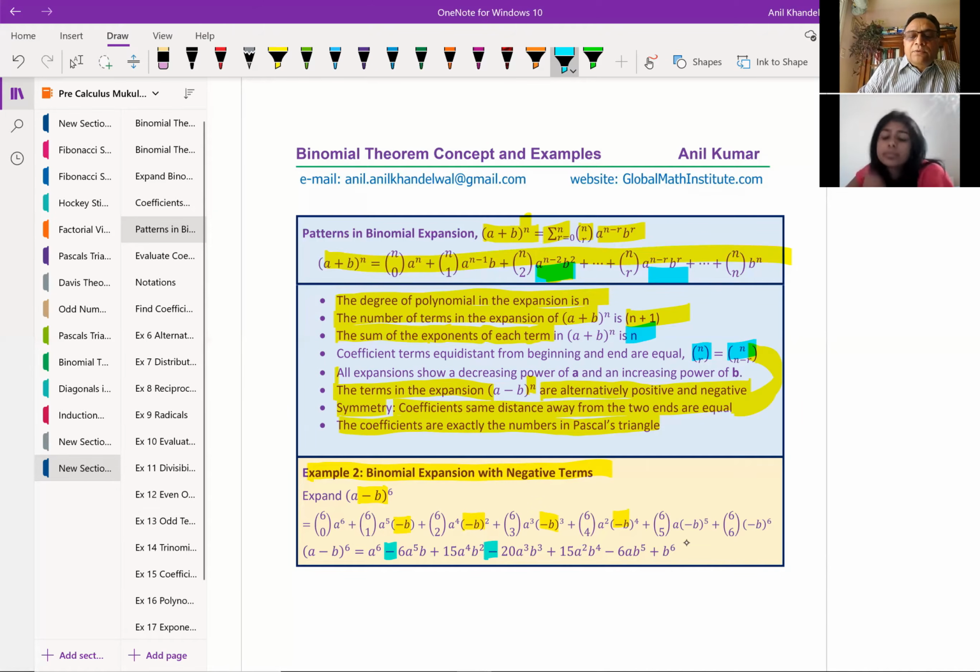And clearly you can see that we have alternating negative terms as was mentioned earlier. Is that clear? Yeah. Perfect.